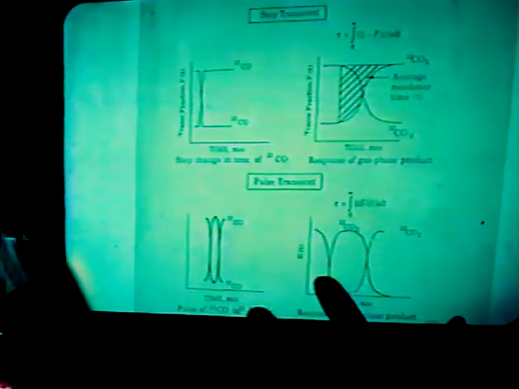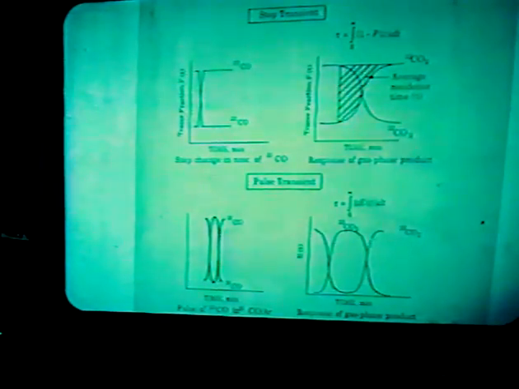I'm going to use this technique to study the effect of the overall reaction pressure on the residence time of the intermediate leading to the aldehyde. There are three sets of data I want to show you. The first set of data is a steady state result.